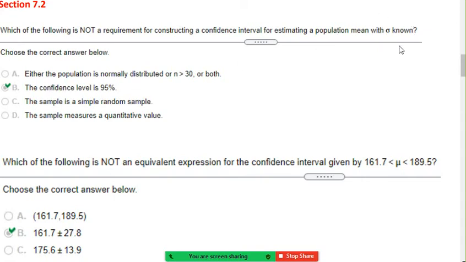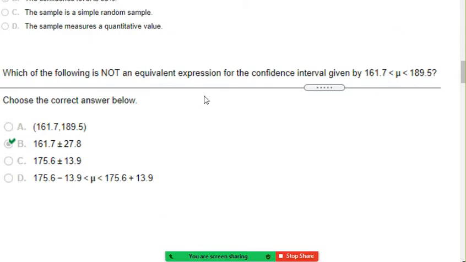By the way, as a reminder, it's really rare that you would have a confidence interval for the population mean. Somehow you don't know what the mean is, but you do know what the standard deviation is. That's just not going to happen.